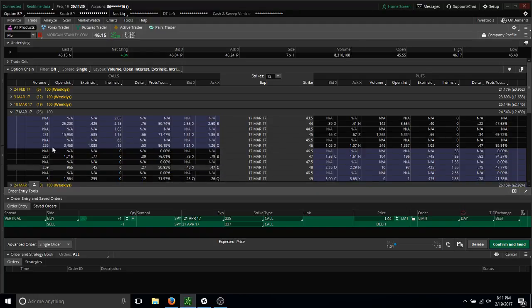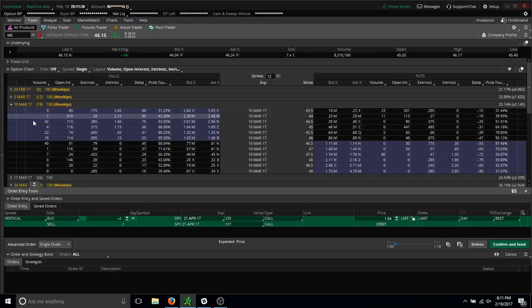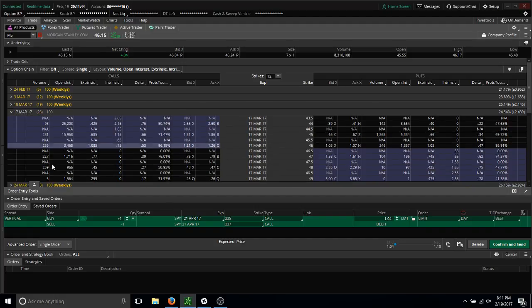It's just going to be a little bit more liquid. I don't know what's up with this one. This expiry is really weird. Yeah, you just don't see as much open interest and volume on the weeklies as you do these monthlies.